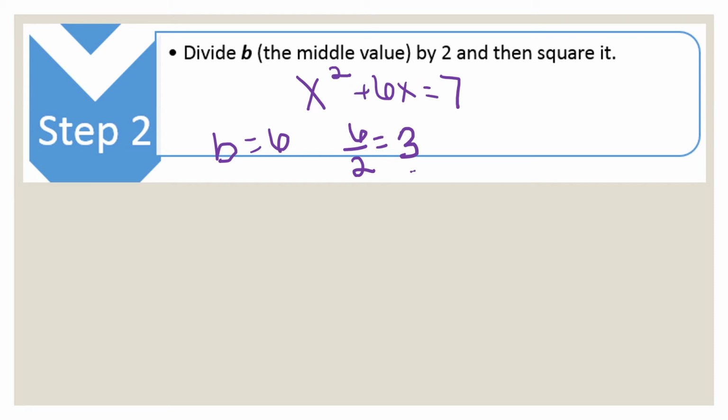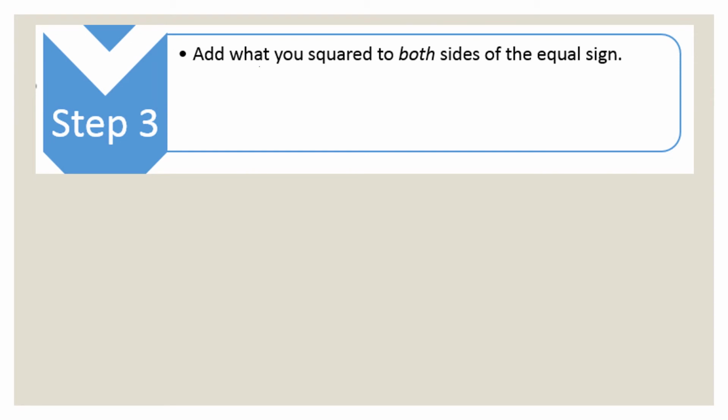This number is important later on. And then we take that number and we square it. You should use parentheses because when you get a negative, you want to make sure it calculates correctly. And 3 squared is 9.